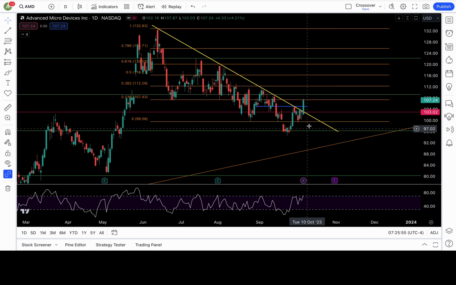So what's next? Well, support is at 105, resistance at 107.4. So if 107.4 clears, guess what? 109 is in play. 111 and 112.2 above that. Above 112.2 will be pretty bullish, putting 115 and 116 in play.